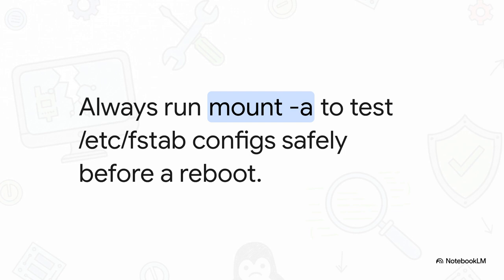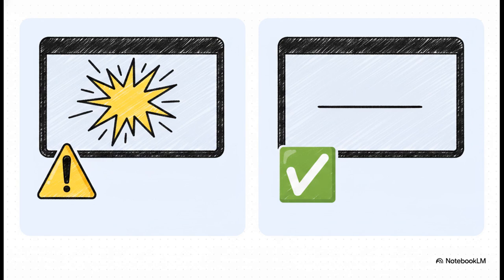You need to run mount -a. This command tells the system to mount all file systems defined in the fstab file right now, immediately on the live system. Why is this command such a game changer? Because it acts as a live fire test. If you made another typo, the system is going to scream an error right at you in your active terminal. And that is perfectly fine, because it's completely safe and easy to fix right there with zero downtime.